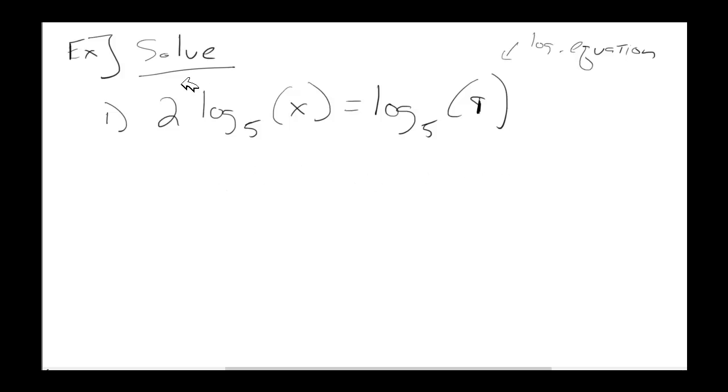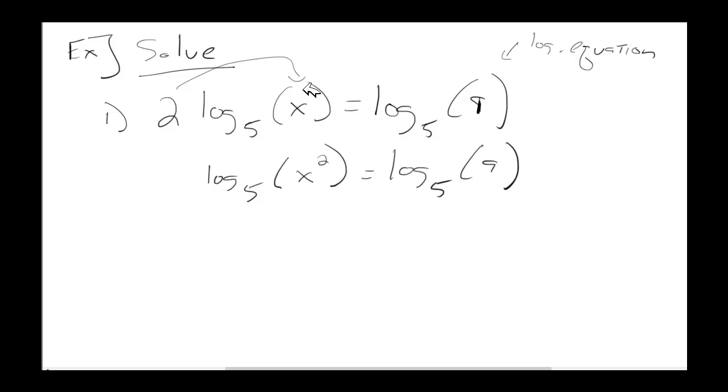And the only thing I need to do is bring this 2 up first. So I can rewrite this as log base 5 of x squared equals log base 5 of 9. Keeping my equal sign in the same spot, working vertically down because we got an equation. Okay, and now I can use that property which says here I have log base 5 and log base 5, so the inputs have got to be equal.